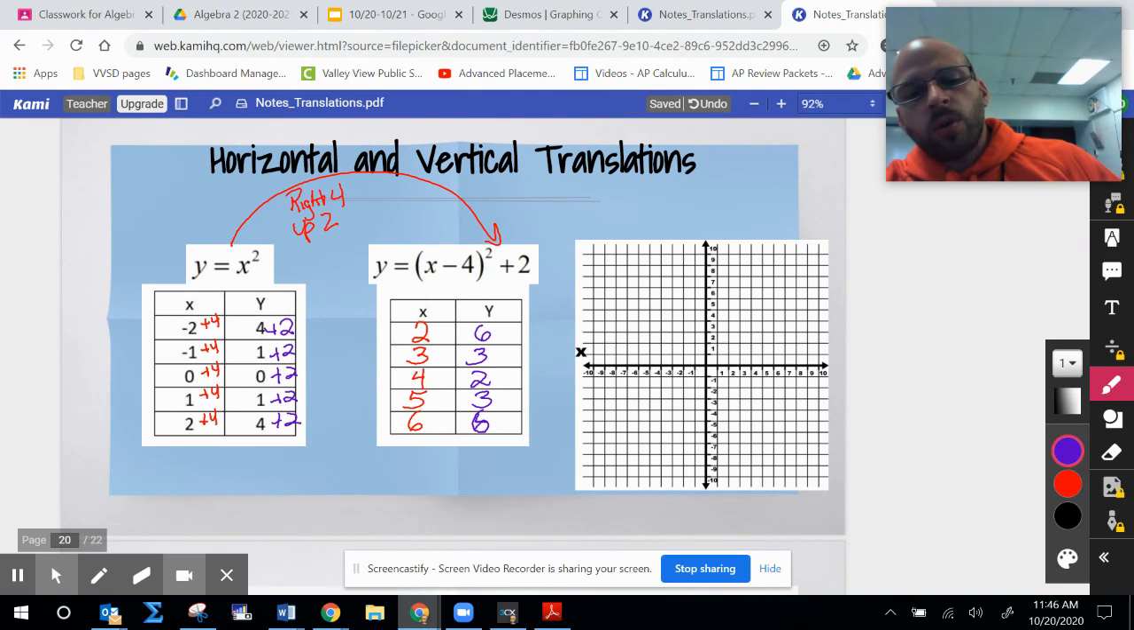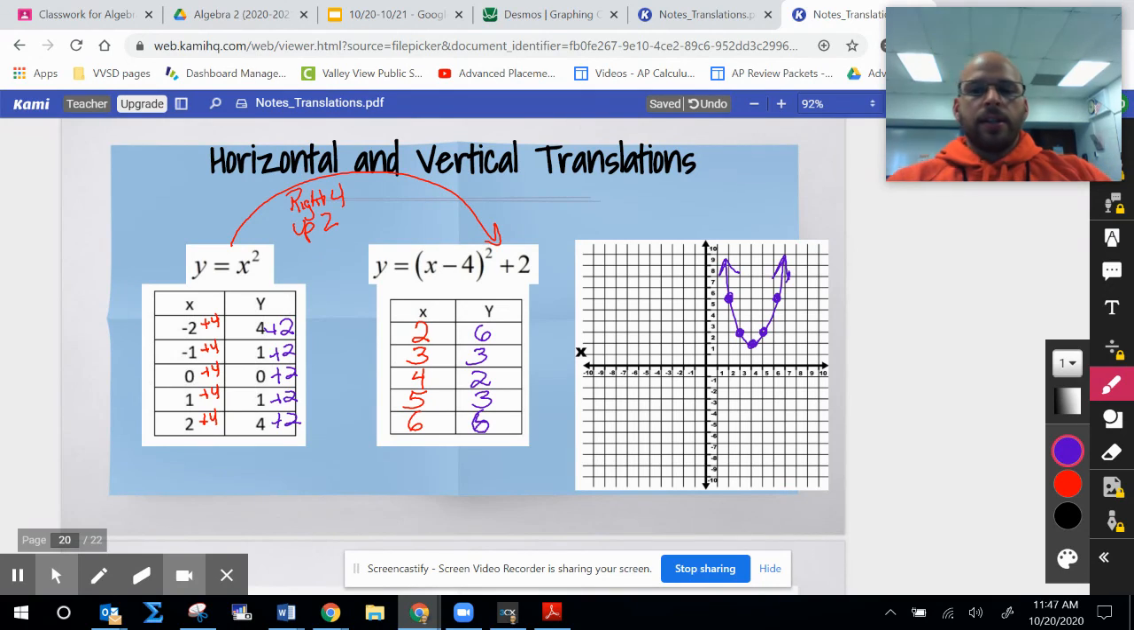So now if you want a graph of this, I can plot these points: 2, 6, 3, 3, 4, 2, 5, 3, and 6, 6. And that is my graph. Okay?